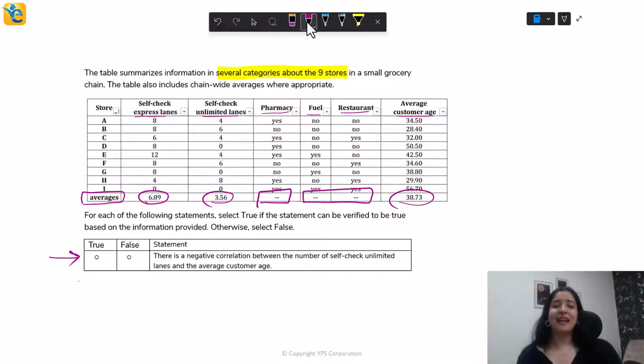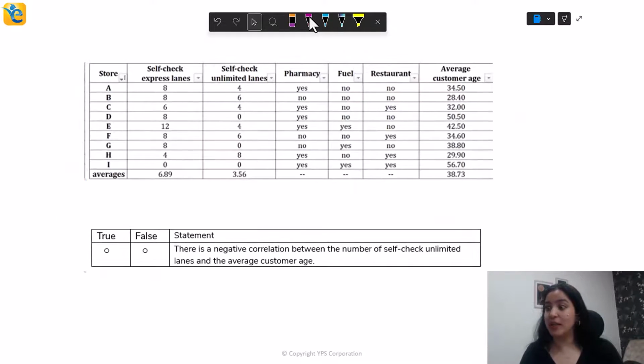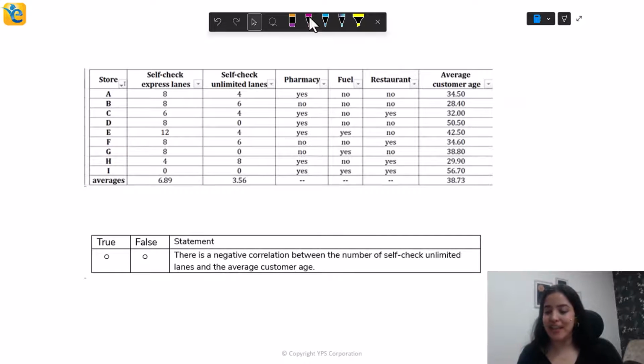Now, understanding this data set obviously is the first step. In this particular question, the statement is talking about negative correlation between number of self check unlimited lanes and average customer age. So it's these two things between which we have to judge correlation. Your first job should be to find out which these are. Let me just actually take away all of the text from here so we can only and only focus on the main part, the meat of it. So number of self check unlimited lanes, number one, average customer age, number two.